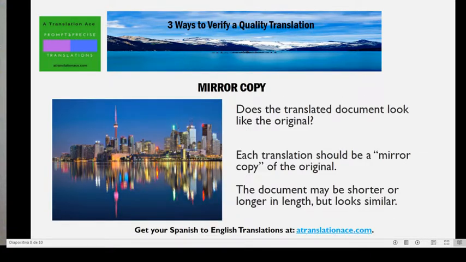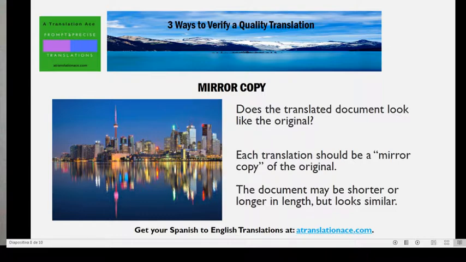And finally, the third quality to verify a translation. Does the translated document look like the original document? Each translation should be, quote, a mirror copy of the original. If one headline is bolded, then that headline in the second copy needs to be bolded. If there are headers and subheaders, and some of those maybe are italics, some of those are bold and italics, then whatever matches the original document should also match in the translated document.